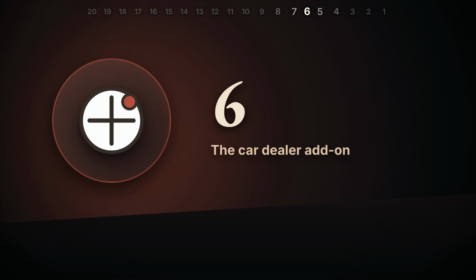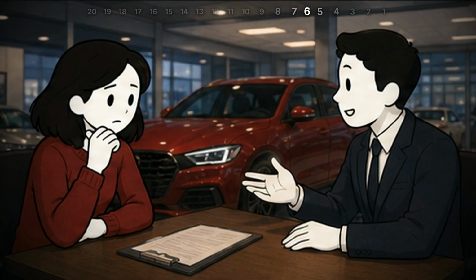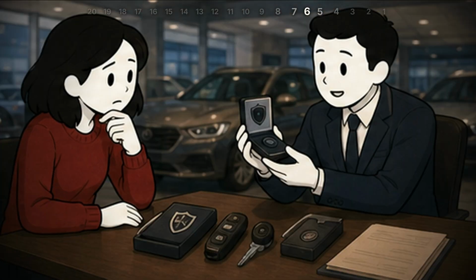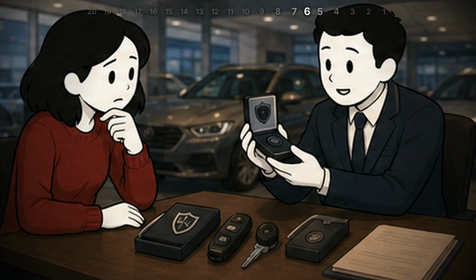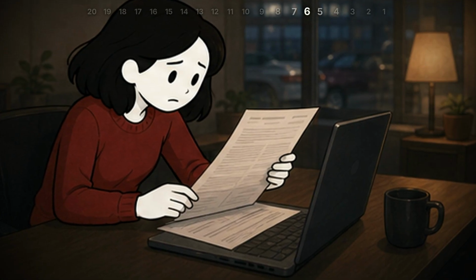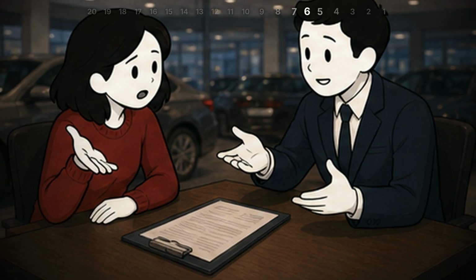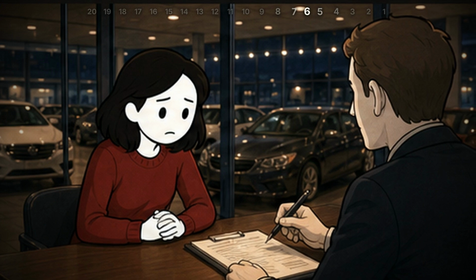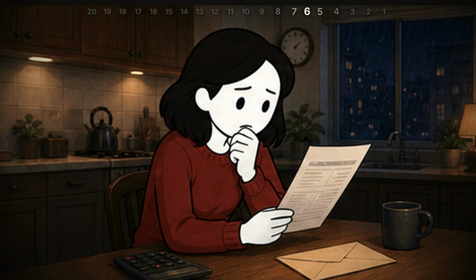Number 6, the car dealer add-on. A car contract may include a service plan, paint protection, theft product, gap product, or other extra. Some products can be useful. They still need a clear price and your agreement. Read the itemized contract before signing. Ask what each product does, whether it is optional, and how it changes the amount financed. When an add-on enters the loan, you can also pay interest on it.